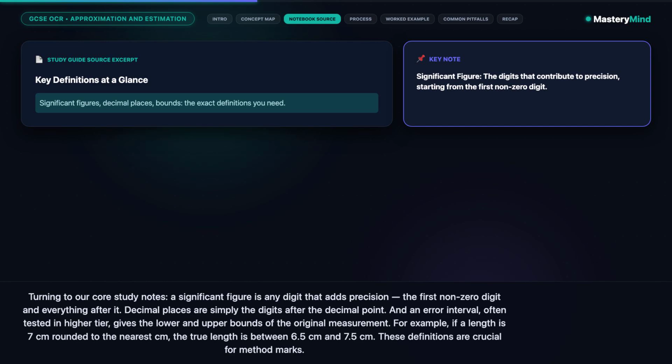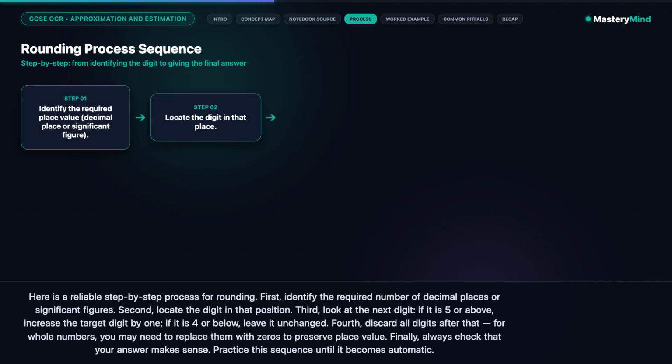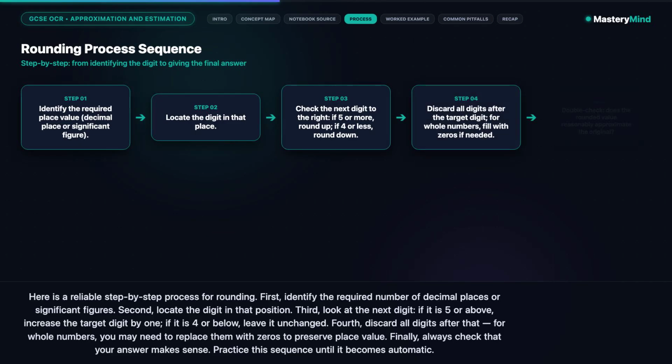Here is a reliable step-by-step process for rounding. First, identify the required number of decimal places or significant figures. Second, locate the digit in that position. Third, look at the next digit. If it is 5 or above, increase the target digit by 1. If it is 4 or below, leave it unchanged.